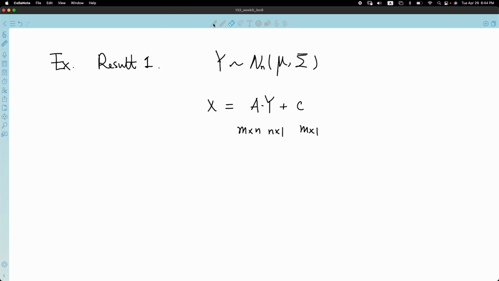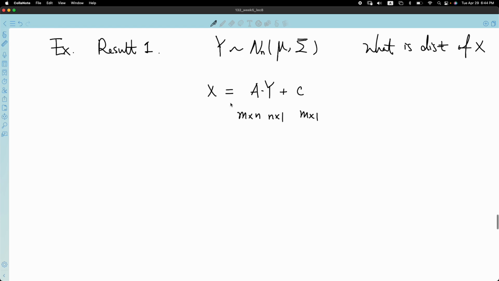Let me write down. What is the distribution of X? X is a linear transformation of your random variable Y, where Y follows a normal distribution. That is what we are going to do next. Any thoughts on how we verify the distribution of a new random variable? Some trick that we did before. What is our strategy here?